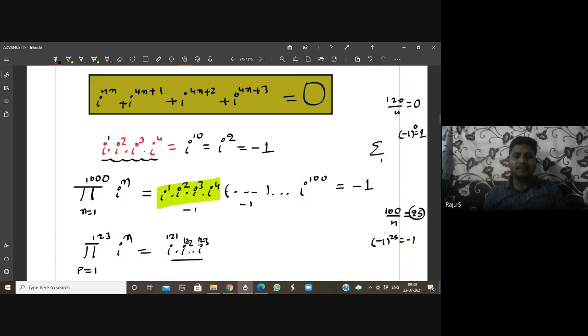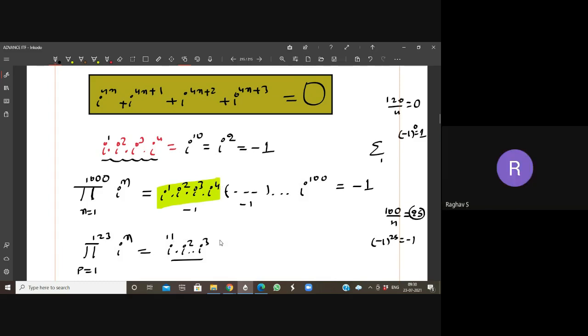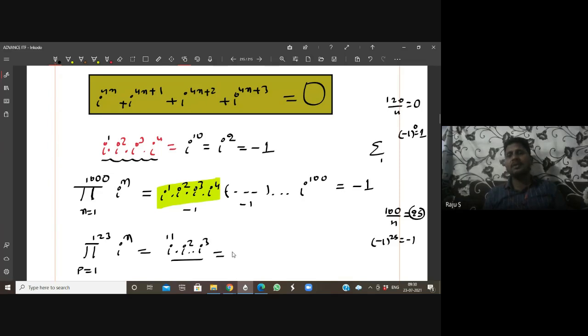Why do we want to take that? Simply instead of 121, 122, 123, you can take 1, 2, 3, the first 3 numbers. i power 120 into i power 1, which is i power 1 only. 121 means 120 plus 1, so i power 121.